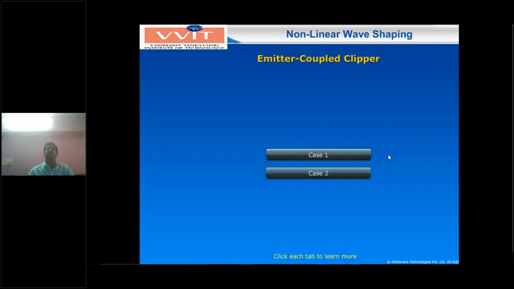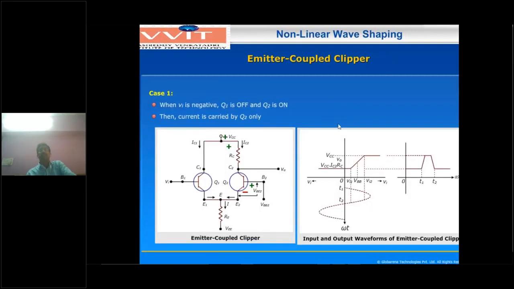Now you have to see the transfer characteristic curve, case 1 and case 2. What are case 1 and case 2? Whenever the input Vi is negative, so the input voltage at the Q1 base is negative, transistor Q1 is off and Q2 is on. Q2 being on, what is the collector terminal voltage? V0 equals VCC minus the drop across RC, that means VCC minus IC2 times RC. This is the output voltage of the second transistor, as long as the input voltage is less than V gamma.